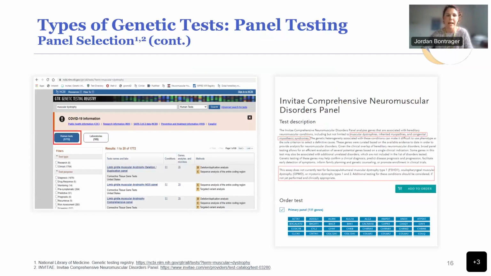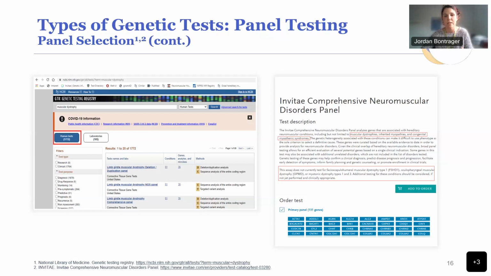This is just to highlight how complex the test selection process can be. So this is the Genetic Testing Registry. It has not all, but most of the genetic tests available for human disease. I typed in muscular dystrophy. You can see there's over 1,700 tests that returned. So if you're starting from scratch, that's a real daunting thing.